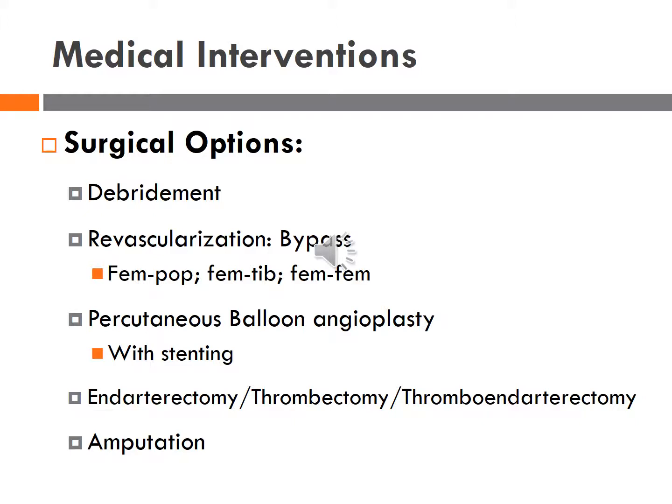Endarterectomy, thrombectomy, and thromboendarterectomy are all terms that describe going in and removing parts of an artery, parts of the lining of an artery, or taking out a thrombus that might be blocking blood flow. And then finally, if attempts to restore blood flow, to continue to heal the wound, are not effective or not options for other medical reasons, a patient may end up with an amputation because of a wound in a limb.